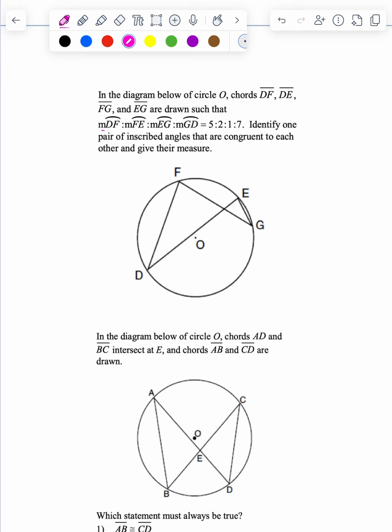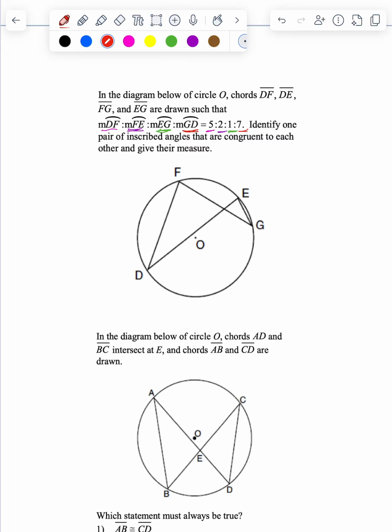So for example, they wrote arc DF first, so that's the 5 part of the ratio. They wrote arc FE second, so that's the 2 part of the ratio. They wrote arc EG third, so that's the 1 part of the ratio. And they wrote arc GD last, so that is the 7 part of the ratio.